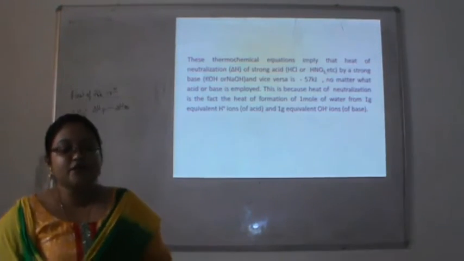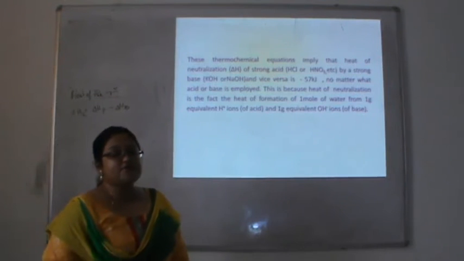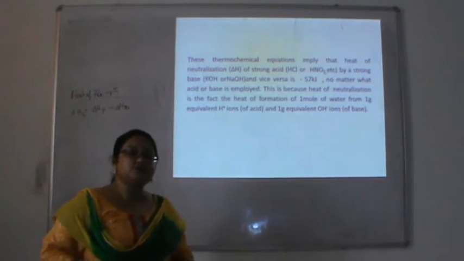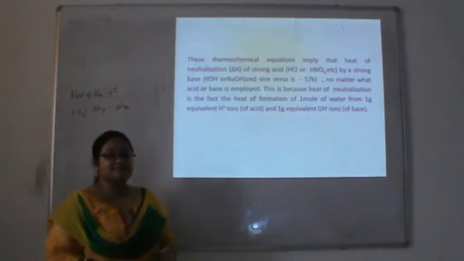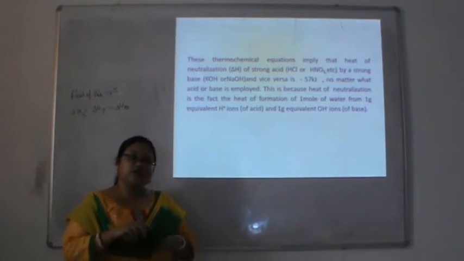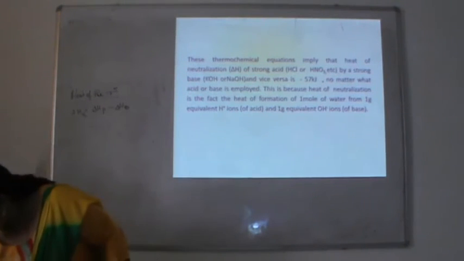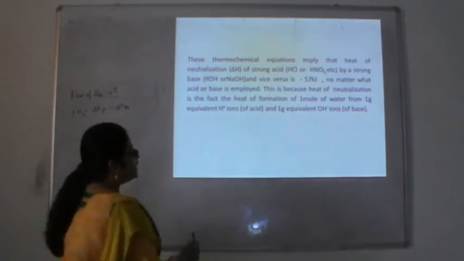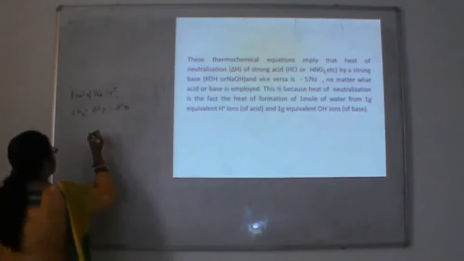This thermochemical equation implies that the heat of neutralization, delta H, of all strong acids like HCl or HNO3, which are completely dissociated, is due to H plus and OH minus ions.